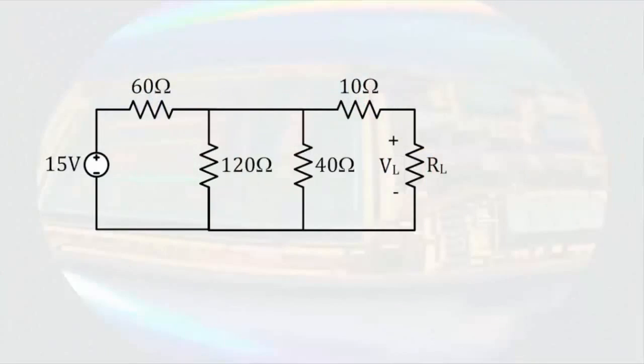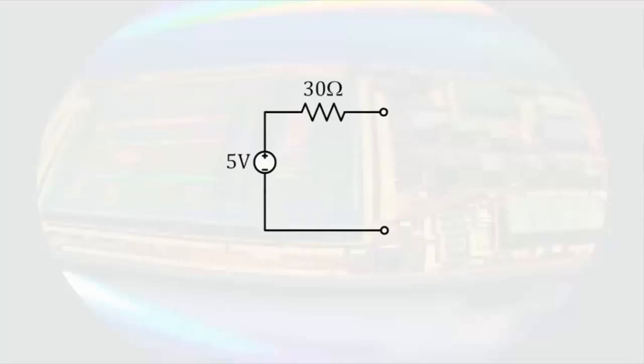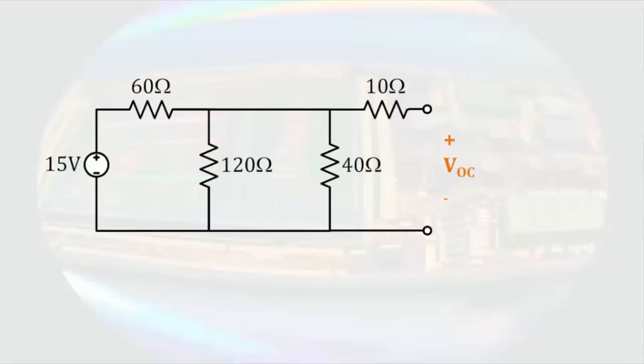If you remember from the last video, we used a source transformation to change this circuit into the following equivalent circuit. This time, instead of using source transformations, let's see how the open circuit voltage and short circuit current can be used. The open circuit voltage is the voltage at the output terminals with nothing connected. To determine the open circuit voltage, let's begin by identifying it. If nothing is connected, there can be no current through the 10 ohm resistor. If there is no current through the 10 ohm resistor, there is no voltage drop across it. That means by Kirchhoff's voltage law that the voltage across the 40 ohm resistor must also be the open circuit voltage.